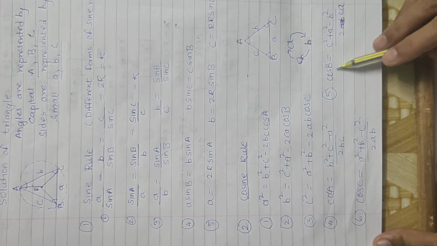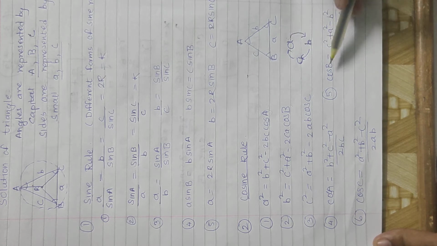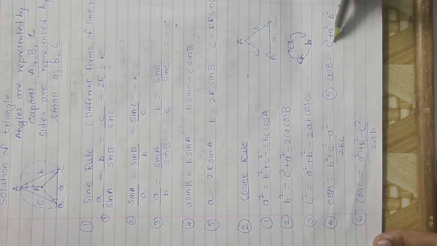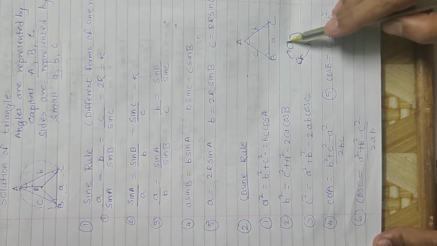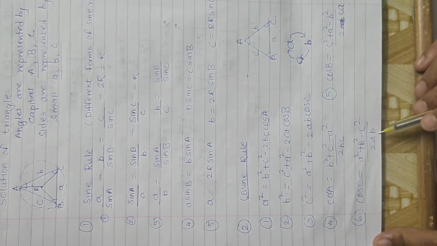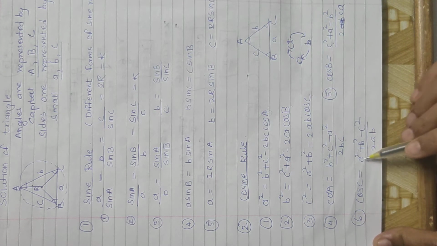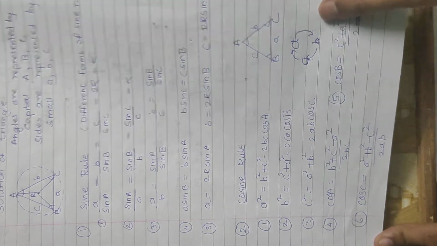Cos b is equal to, after b what comes? c square plus a square minus b square upon 2ca, and cos c is equal to, say a square plus b square minus c square upon 2ab. So in this way, remember the formulas.